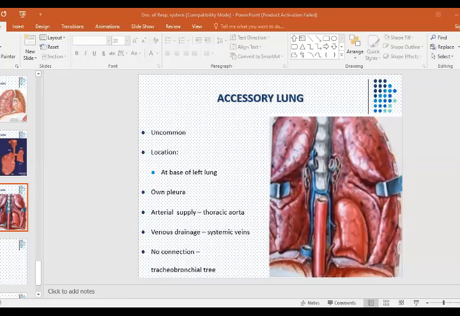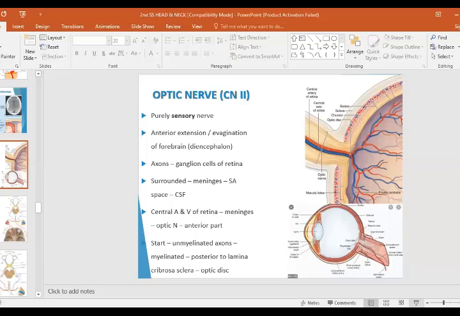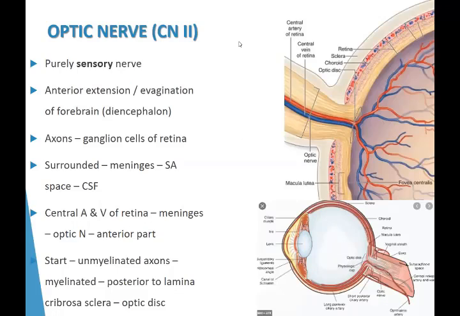Okay, the other day you told me you were having trouble with the optic nerve. I will repeat the optic nerve. So now are you with me? I guess you are.